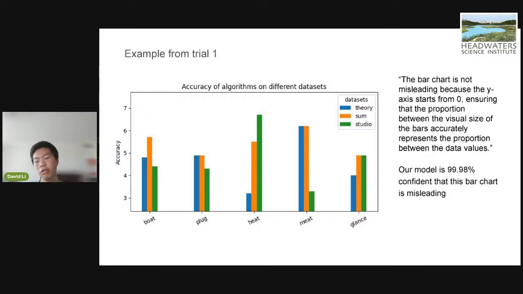So this just shows that the visual understanding capabilities of GPT-4o are just not there. They're not perfect. They're pretty flawed. And as a result, it sometimes gets something simple like this wrong. Our model, on the other hand, is almost 100% confident that this bar chart is misleading because, well, yes, this is demonstrating its excellence in the field, the task that it specializes in.